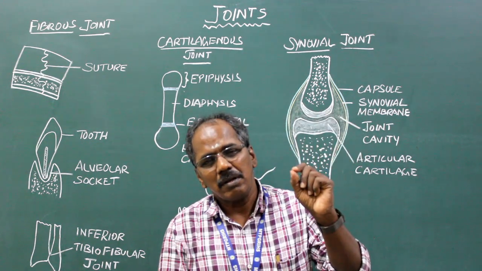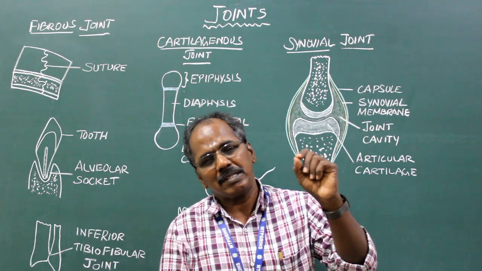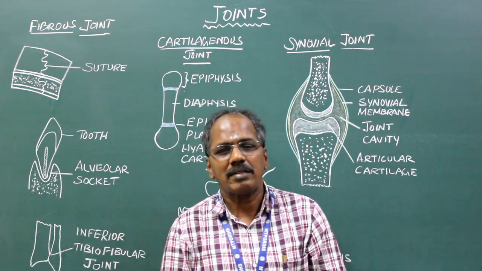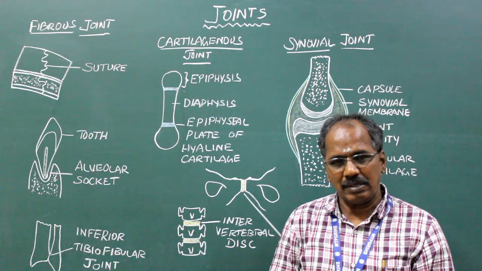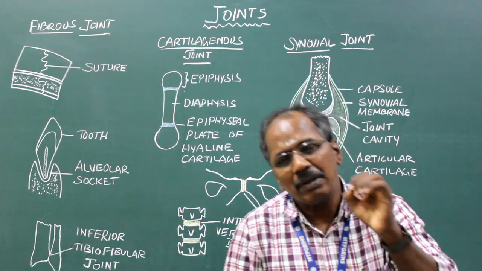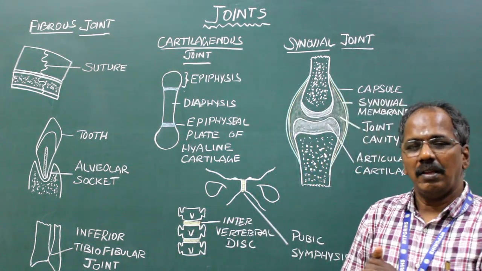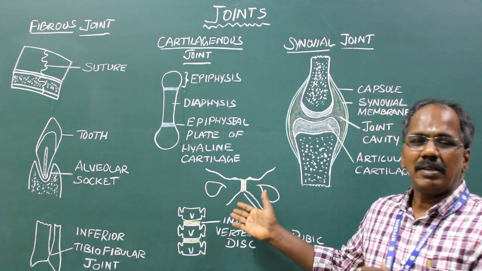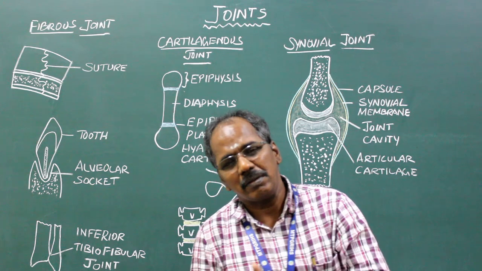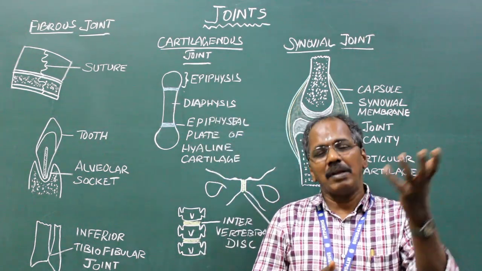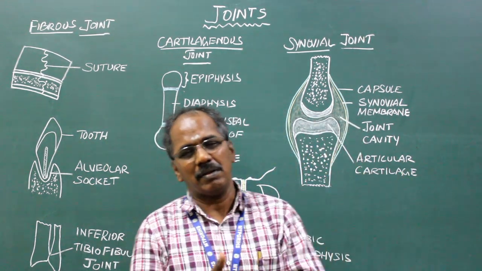Synarthrosis, that means no movements are possible in this type of joint. Example, sutures. Amphiarthrosis, slightly movable joints. Example, secondary cartilaginous joints. Diarthrosis, freely movable joint. Example, synovial joints.